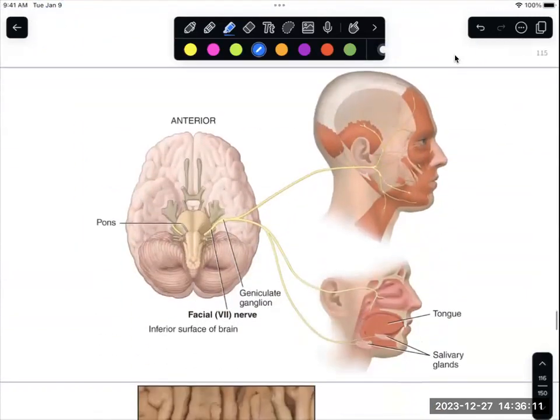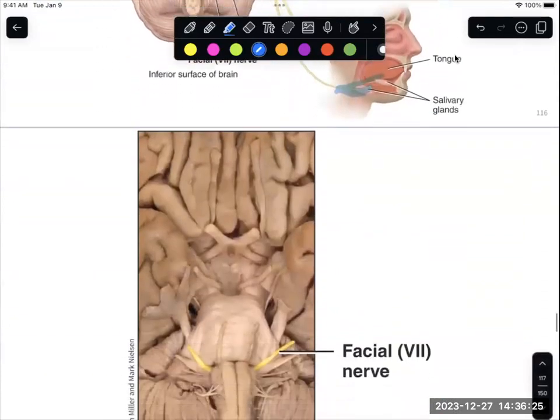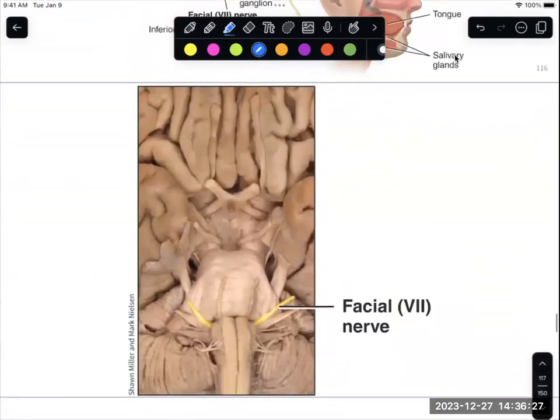So here's that cranial nerve 7. You can see it going out to all of these different areas of the face, going into those nasal cavity, going into those salivary glands, that tongue. So there's cranial nerve 7. So we had cranial nerve 6 here. Now 7, we're starting to move back out.